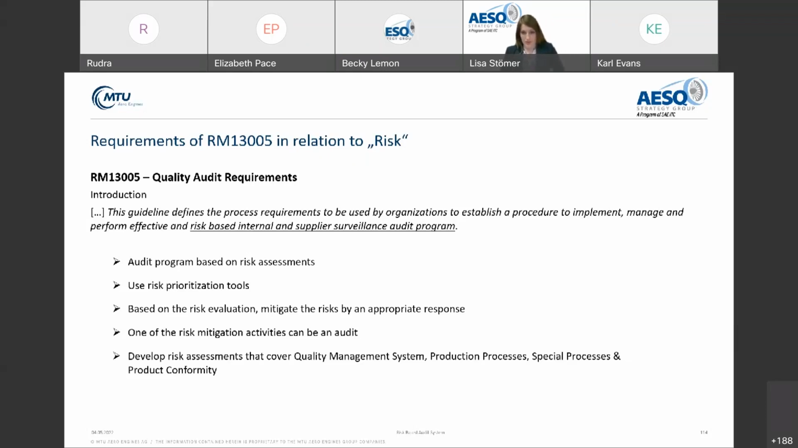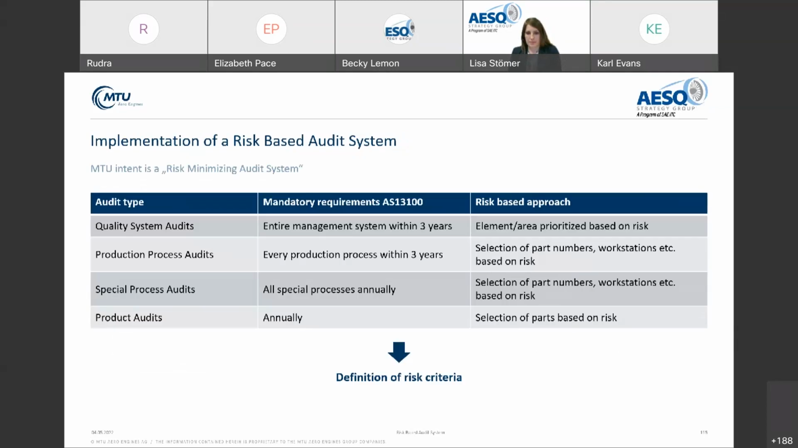This is to implement an audit program based on risk assessments. The next is to use risk prioritization tools. And then based on a risk evaluation, mitigate the risks by an appropriate response. One of the risk mitigation activities can be an audit, and to develop risk assessments that cover quality system, production process, special process, and also product conformity. So next slide, please.